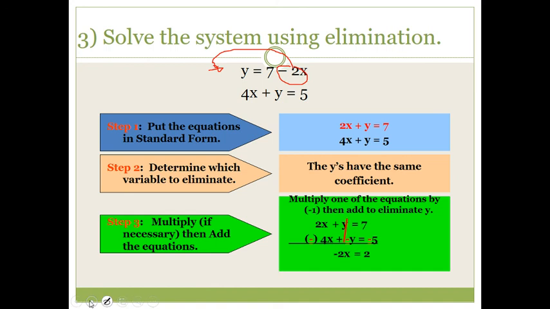And now I can add them together. So a 2y plus a negative 2y is zero. The y's cancel out. And then 7 minus 5 is 2. So I get the equation negative 2x equals 2. Now I can solve for x using inverse operations, and we get that x is equal to negative 1. We just divided both sides by negative 2. That was it.